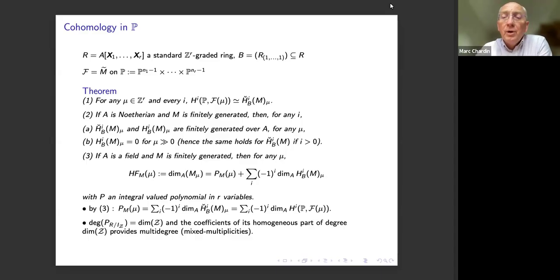Now, if you look at the homogeneous part of highest degree, of degree dimension of Z, that's a form. The coefficients of this give you multi-degrees, and they are also called mixed multiplicities. Because if you have a scheme in a product of projective spaces, you don't have just one degree, unless, say, dimension 0. You have a multi-degree that corresponds geometrically to what happens by cutting by products of linear spaces coming from the different factors.